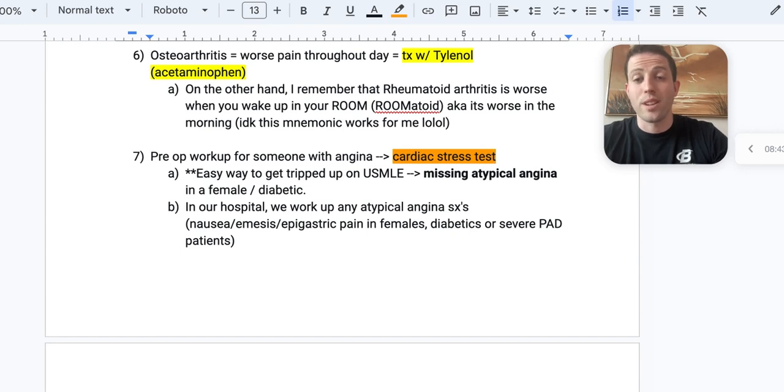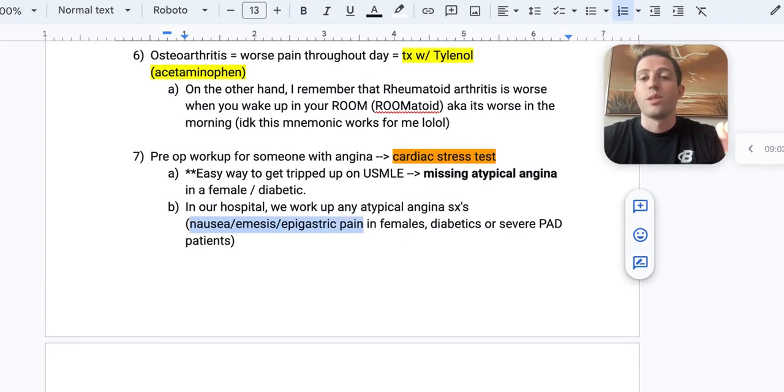But the thing that's very difficult about this is you can get tripped up on the USMLE if you miss atypical angina workup. And so atypical angina is often in females or diabetics or patients with severe peripheral arterial disease. And so they can get symptoms like nausea, emesis, or epigastric pain. Super, super high yield to know because they're not going to give you a typical angina pectoris question on your USMLE. They're going to give you atypical angina to try and trip you up of what's the next step.